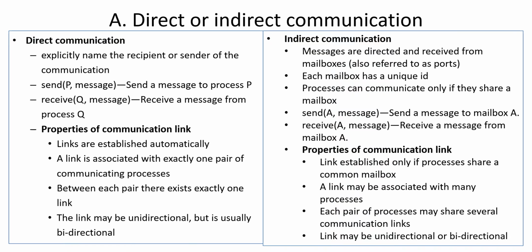First, let us discuss direct communication. In direct communication, the sender or receiver is explicitly named. For example, send(P, message) means send a message to process P. Similarly, receive(Q, message) means receive a message from process Q. In direct communication, the communication link is established automatically.